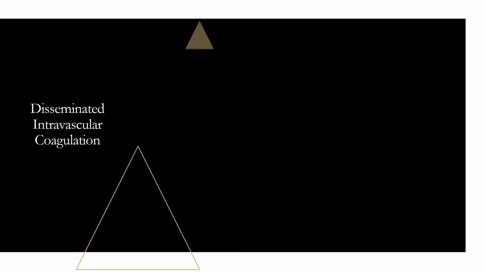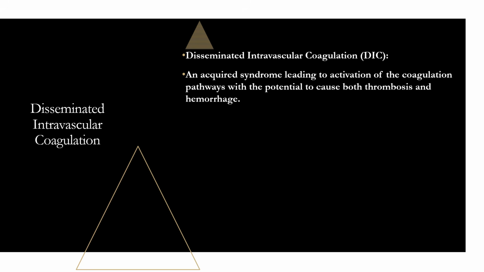All right, let's move on to disseminated intravascular coagulation, DIC. So DIC is an acquired syndrome that leads to activation of the coagulation pathway, and it has the potential to cause both thrombosis and hemorrhage. So you may say to yourself, that makes no sense. These patients are developing thrombi, these clots, and plus they're bleeding, they're hemorrhaging at the same time.